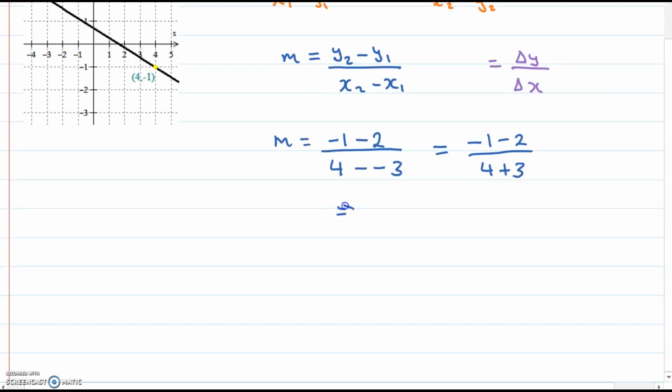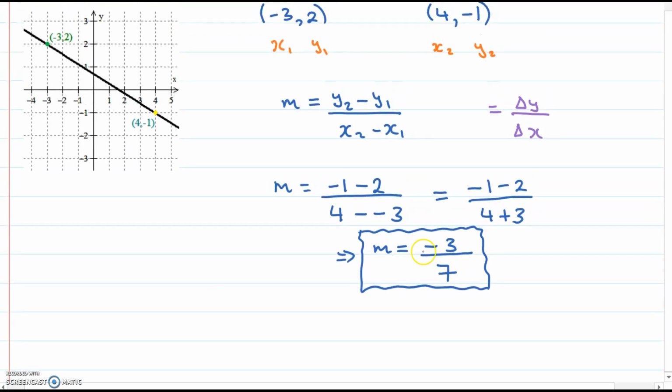So that means that the slope is going to be -1 minus 2 is -3, and 4 plus 3 is 7. So the slope is -3 over 7. And we usually like to leave slopes in fractional form where they are fractions. So the slope here is -3 over 7.